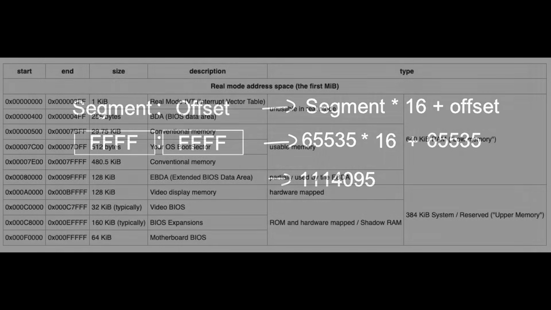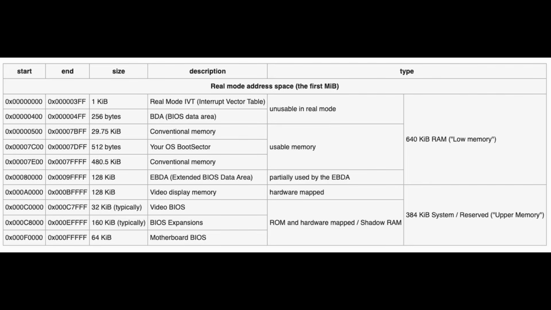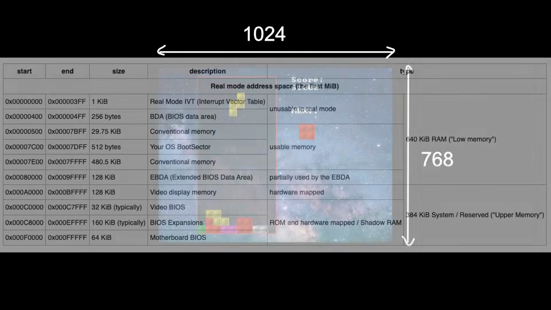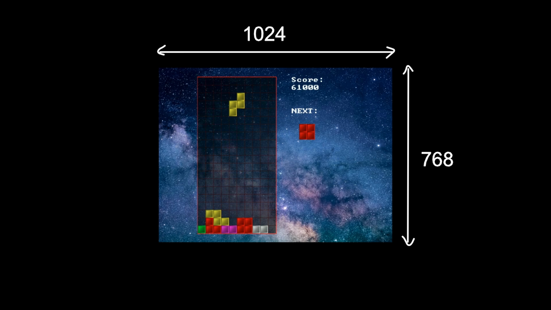This 1 MB includes a lot of restricted memory space like BIOS interrupts, screen memory mapping, and our code. We do not have much memory available. Our game will run in resolution 1024 by 768 with 16 bits of color. This is around 1.5 MB just for the screen.